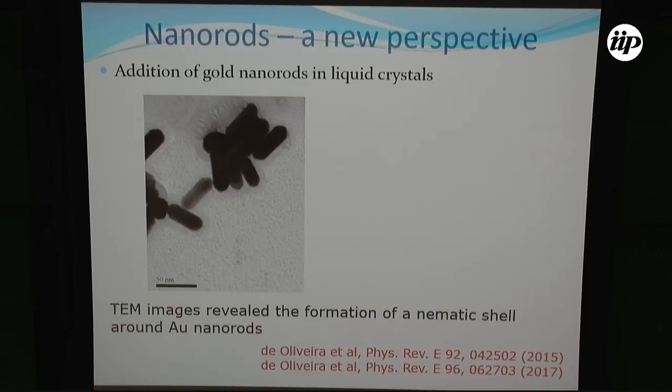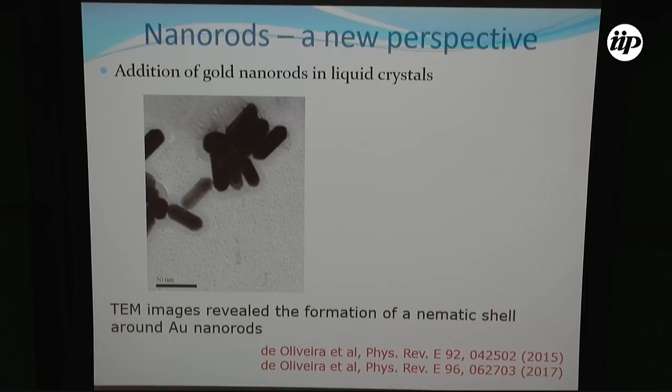In 2015, my group was studying nonlinear optical effects in liquid crystals containing gold nanoparticles. Okay, and during the TEM measurements, we observed that here we have nanorods, but if you can see here, we have a small shell around the nanoparticles. Okay, as we know, we need to dry the grids before you take the TEM image. So this is a nematic shell around the nanoparticle.